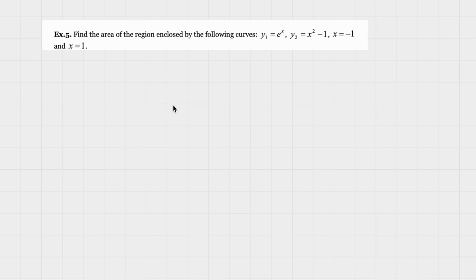Today we're going to be solving this question using definite integrals on how to find the area of the region enclosed by the following curves: y equals e to the x and y equals x squared minus 1 from -1 to +1. So let's draw a sketch first.